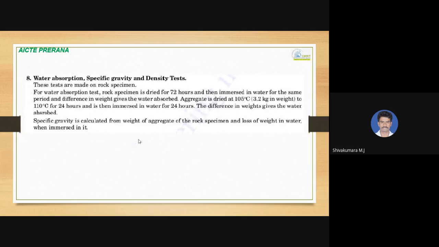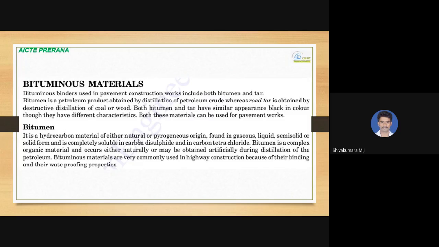Okay, so that's all about aggregates. And the next material we use is bituminous materials. Bituminous binders which are used in pavement construction works include both bitumen and tar. Bitumen is a petroleum product which is obtained by distillation of petroleum crude, whereas road tar is obtained by destructive distillation of coal or wood. Both bitumen and tar have a similar appearance, that is black in color, though they have different characteristics. Both these materials can be used for pavement works.